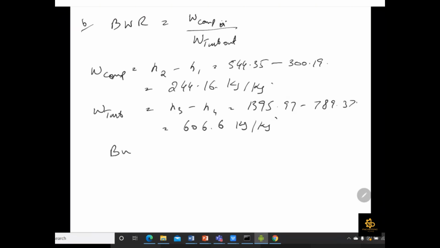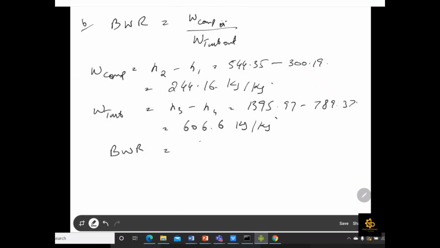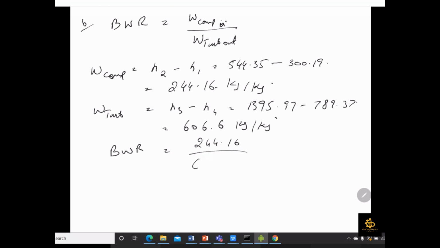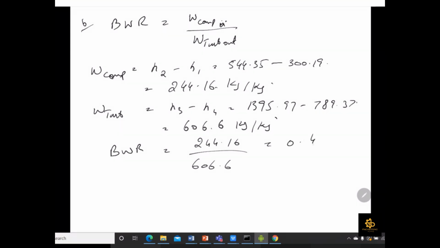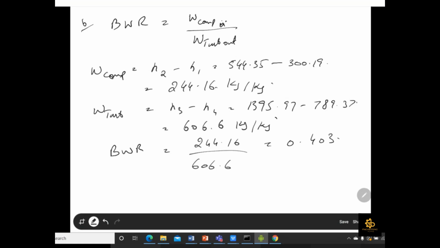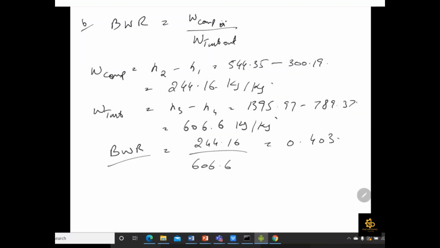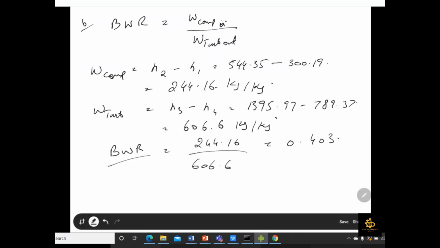Now we have both of these things, so we can divide the value of compressor work, which is 244.16, by 606.6, and we will get the back work ratio, which is 0.403. This means that 40.3% of the turbine work output is used to drive the compressor. This is the meaning of your back work ratio. This is part number B, so you have to note it down, then we move towards part number C.